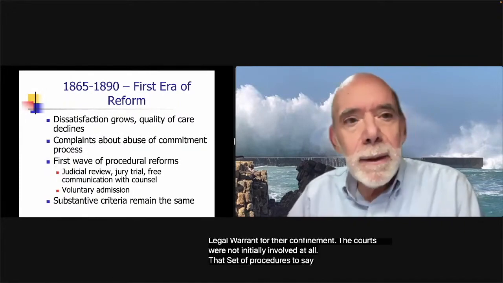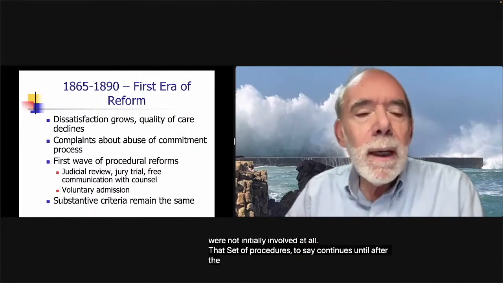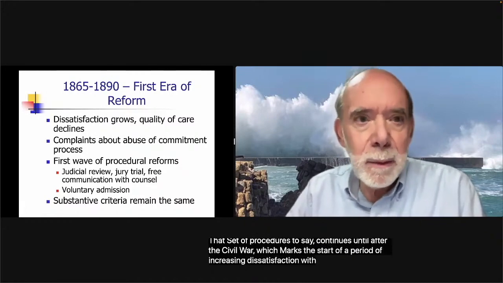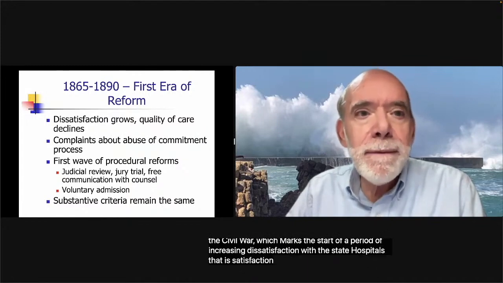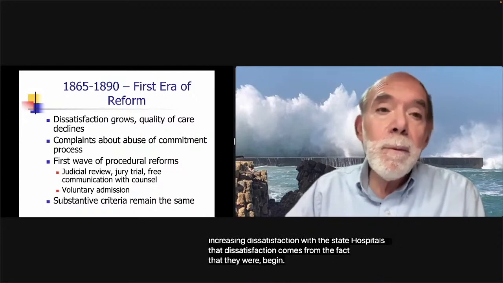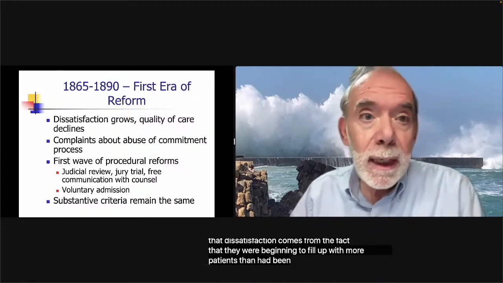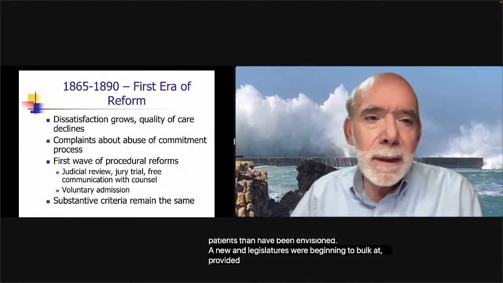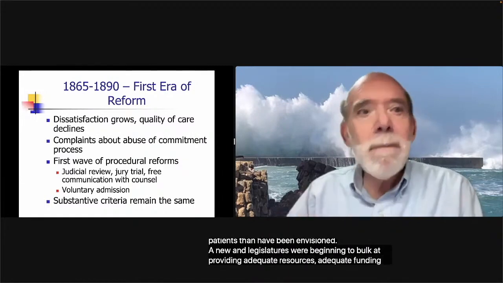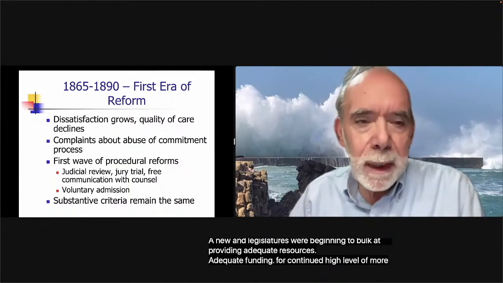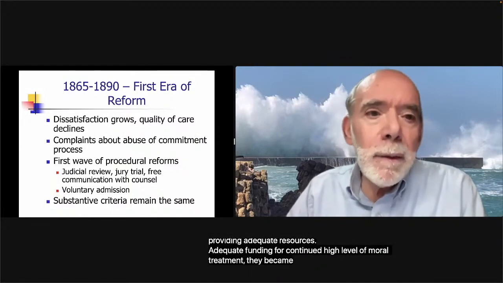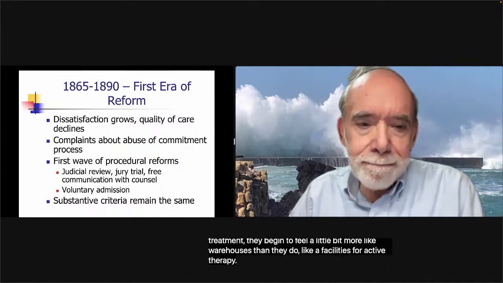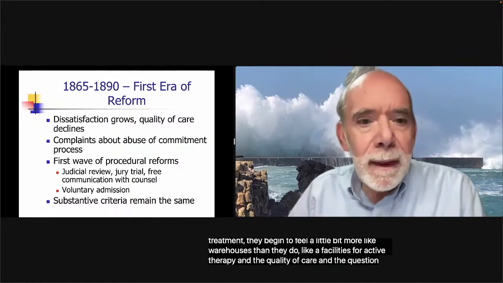That set of procedures essentially continues until after the Civil War, which marks the start of a period of increasing dissatisfaction with the state hospitals. The dissatisfaction comes from the fact that they were beginning to fill up with more patients than had been envisioned initially. And legislatures were beginning to balk at providing adequate resources, adequate funding for a continued high level of moral treatment. They begin to feel a little bit more like warehouses than they do like facilities for active therapy. And the quality of care and the quality of life declines.